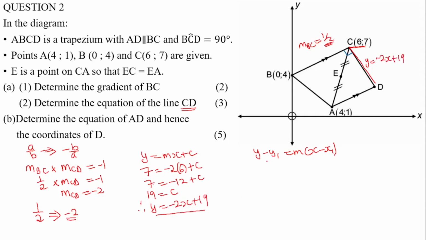Right, we can also use this formula, y minus y1, we put 7, is equal to m, gradient negative 2, times x minus 6 like that. And then y minus 7 is equal to negative 2x plus 12. Add 7 on both sides of the equation. Y is equal to negative 2x plus 19. See, you're getting the same answer. Alright, let's do B.